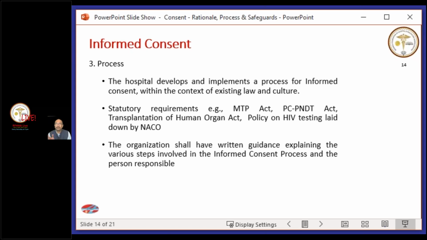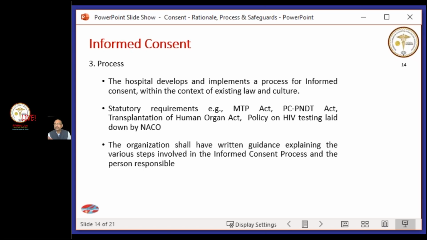For example, in the MTP Act, there may be additional requirements. For example, in the Transplantation of Human Organ Act, in a lot of states, the requirement is to have a video recorded consent. While in other situations, a video recorded consent may not be necessary, but in organ transplant, a lot of states insist that there should be a video recorded consent. So we need to be aware that these are the further requirements on consent.